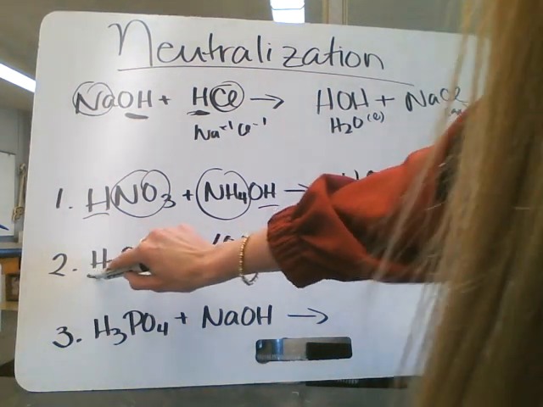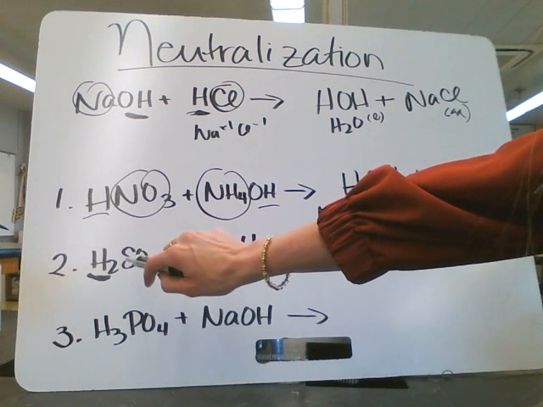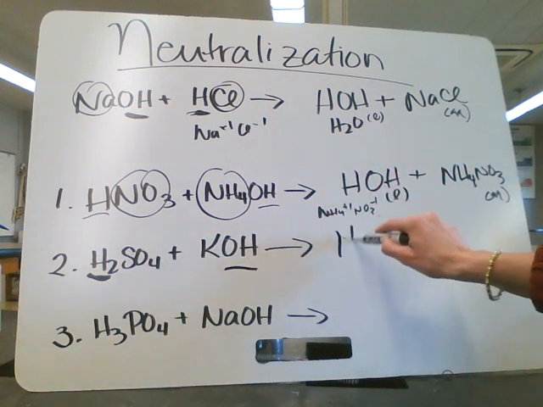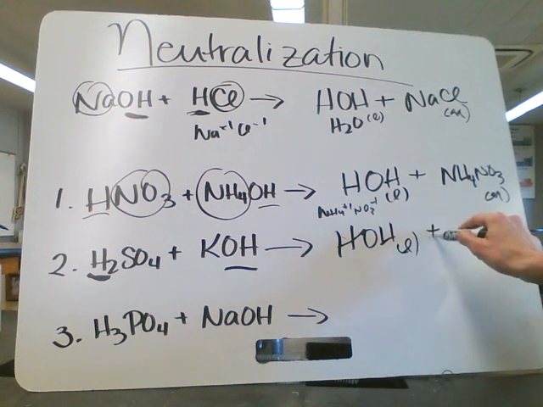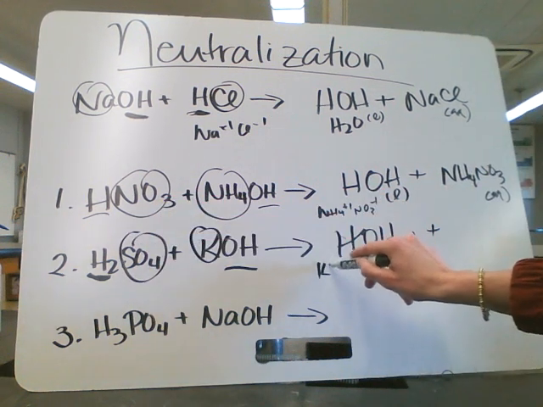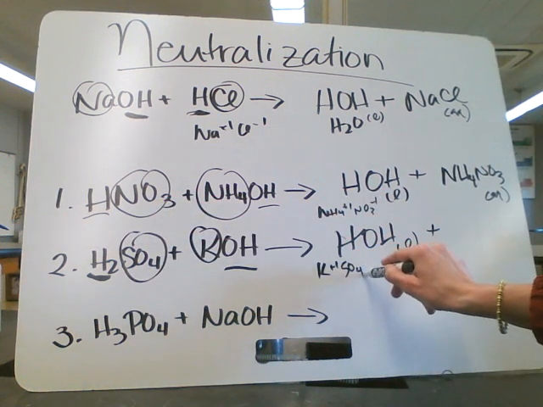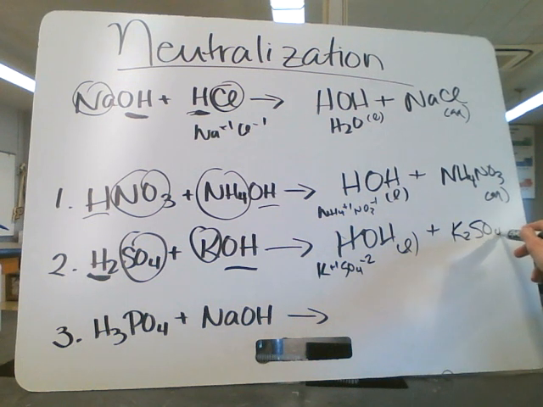Okay. Our next one, again, we have our H here and OH here. Again, here we have more than one H. That does not matter. Okay, you're still going to write HOH or water because that is a product, which is a liquid. We're then going to take our K and our SO4. K is a +1, SO4 is a -2. So we end up with K2SO4. Again, this is aqueous because it's dissolved.